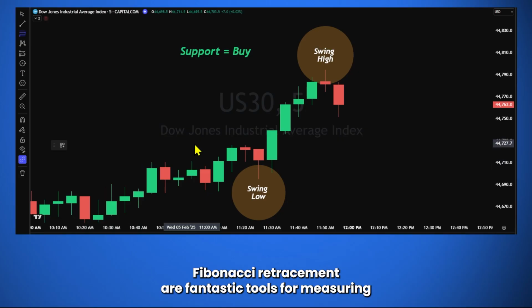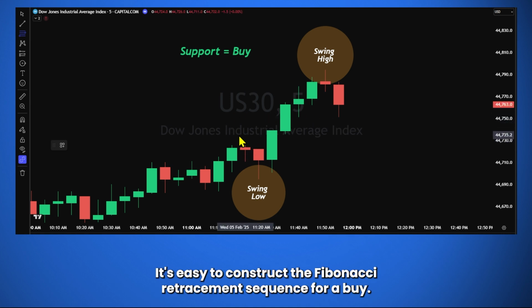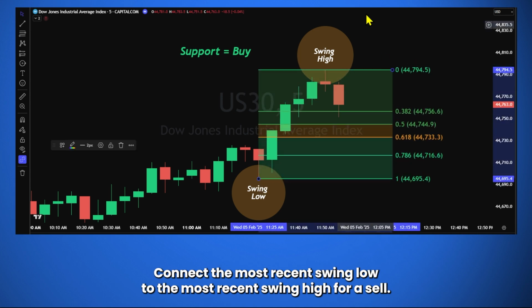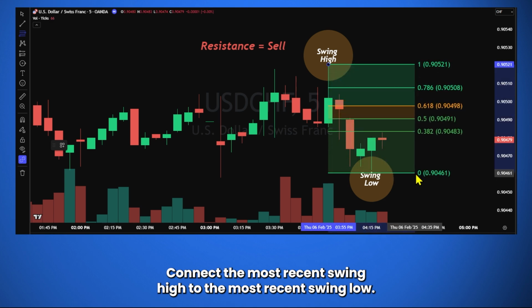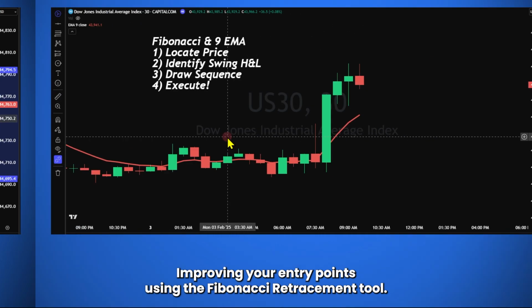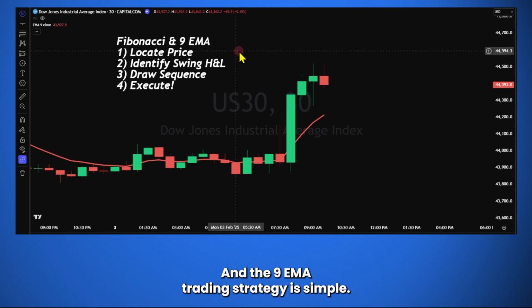Fibonacci retracements are fantastic tools for measuring trend strength and building tradable support and resistance levels. It's easy to construct a Fibonacci retracement sequence. For a buy, connect the most recent swing low to the most recent swing high. For a sell, connect the most recent swing high to the most recent swing low. Now we have a set of tradable levels. Improving your entry points using the Fibonacci retracement tool and the 9 EMA trading strategy is simple.